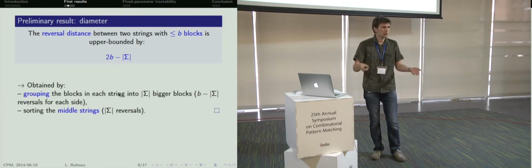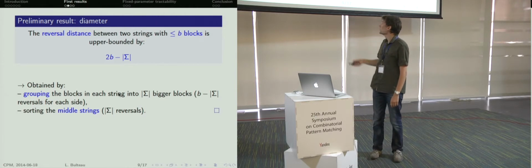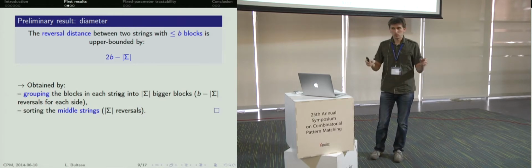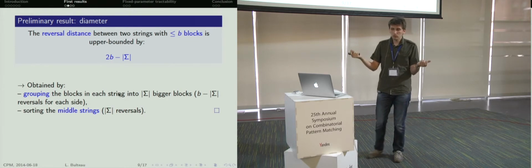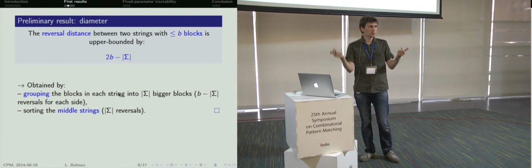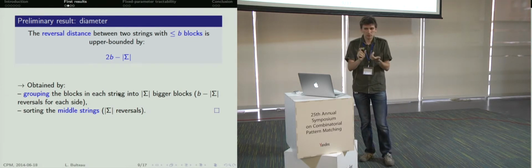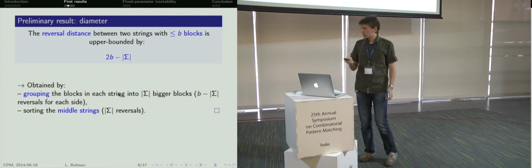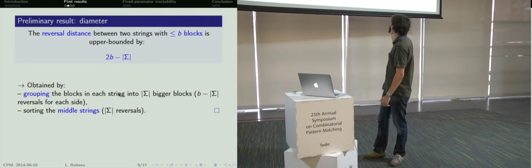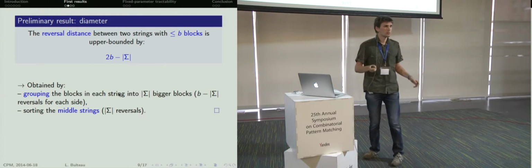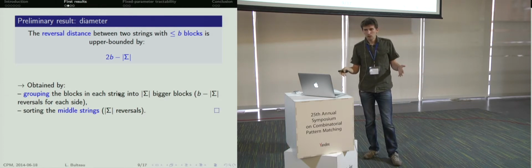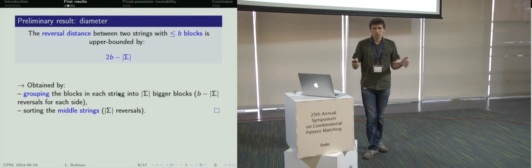We just have to give an algorithm which works this time. And this can be done by grouping. If we've got two blocks with the same letter, we can group them into one with just one reversal. So it needs b minus sigma reversals to get to a string where all letters have only one block, with sigma blocks.